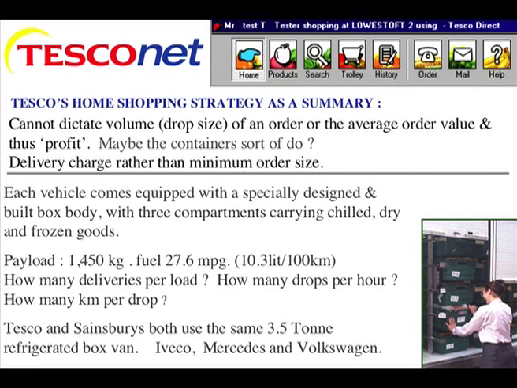Each vehicle comes equipped with a specially designed and built box body with three compartments carrying chilled, dry and frozen goods. The payload is 1,450 kilograms, fuel 27.6 miles per gallon. How many deliveries per load, how many drops per hour, how many kilometres per drop. And from this they can calculate the cost per drop. As I've said, Tesco and Sainsbury's both use the same 3.5 tonne refrigerated box van, made by Iveco, Mercedes and Volkswagen.